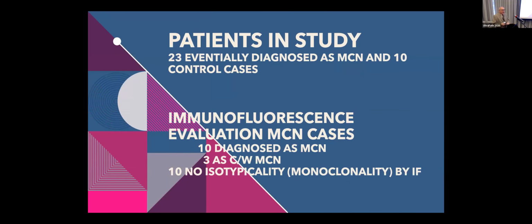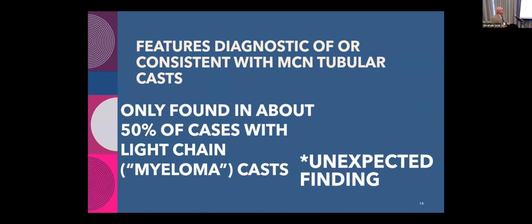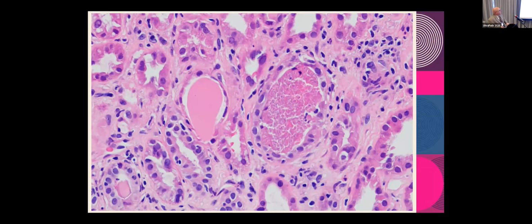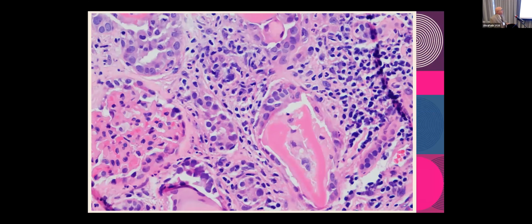So what happens if you look at the immunofluorescence in those cases? Notice here that of the 23 cases that we saw, if we look at the immuno and use isotypicality as a diagnostic feature, only 10 of the 23, we could say for sure were myeloma cast nephropathy cases. And 3 we said consistent with because there were findings that were quite suggestive that that was the case. We only found isotypicality in 50% of myeloma cast nephropathy cases. And interesting enough, if you see this picture, for example, is that myeloma cast or not? You can guess because I don't know for sure if it is or not.